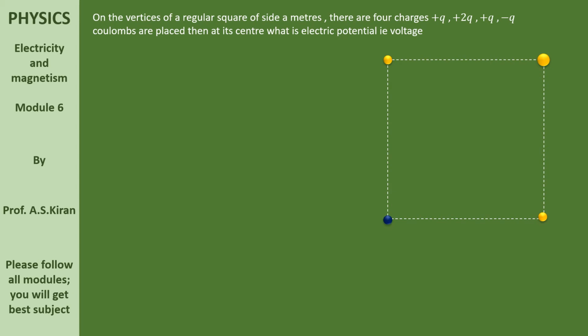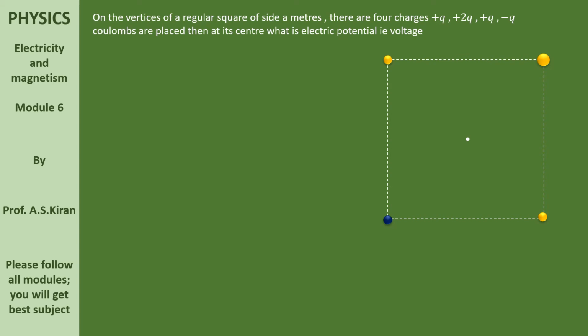Yes. On the vertices, there are 4 charges. Number 1 is plus Q. Number 2 is plus 2Q. Then the charge is plus Q, then the charge is minus Q. Then at the center, what is the potential, or else what is the voltage? That is the example. Let us observe now.